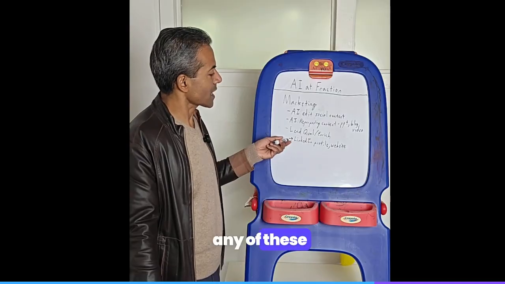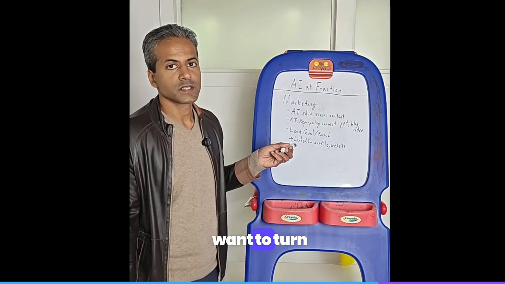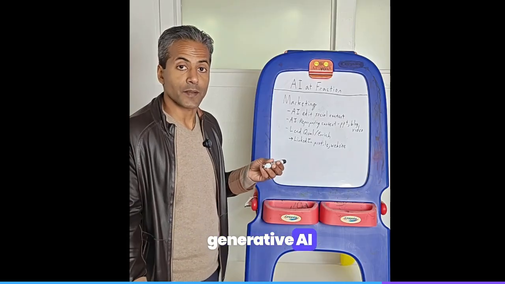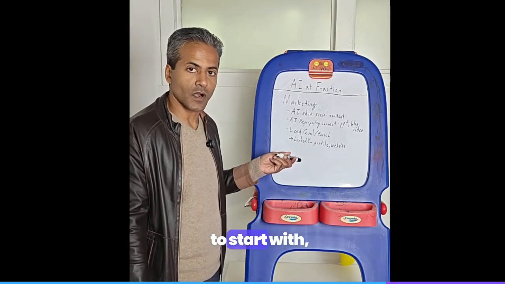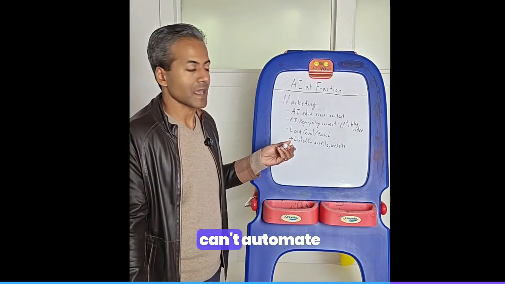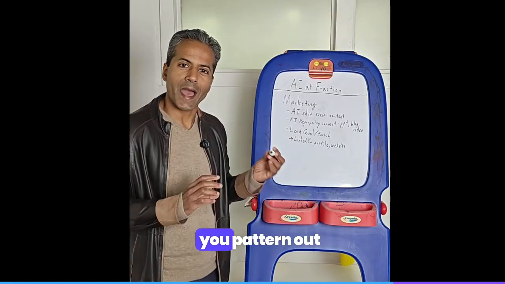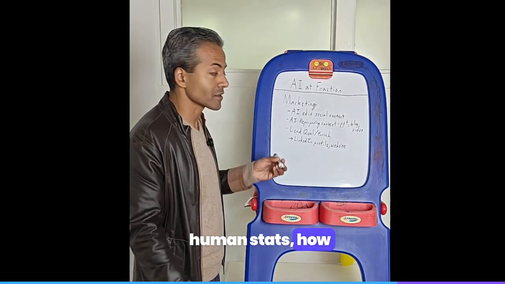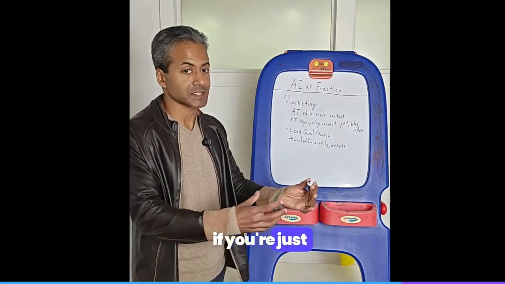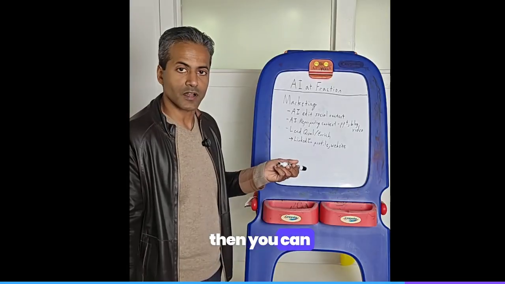By the way, any of these steps that you want to turn into a generative AI approach, if a human can't do it to start with, then you probably can't automate it. So all of these things, it's sort of like you pattern out what are the human steps involved, how you would do it if you're just assigning it to a person, and then you can automate it.